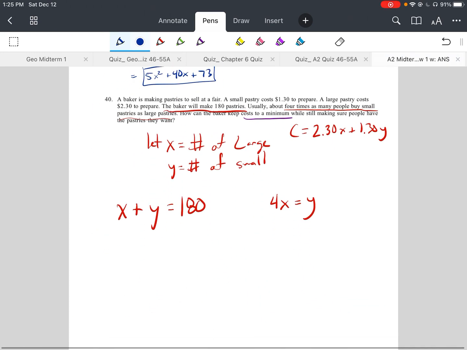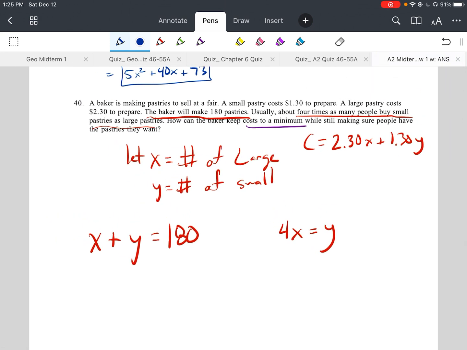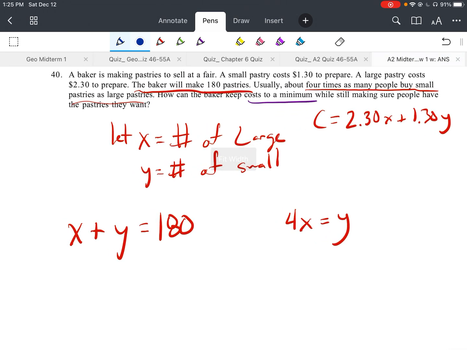All right. Oh, it's the last one. This is technically an objective function type problem, and I'll just talk you through it because I've already done this one somewhere. Let's see. A baker's making pastries. We're looking to keep cost to a minimum. This means you're going to find an objective function, and you're going to use the minimum to make it happen.